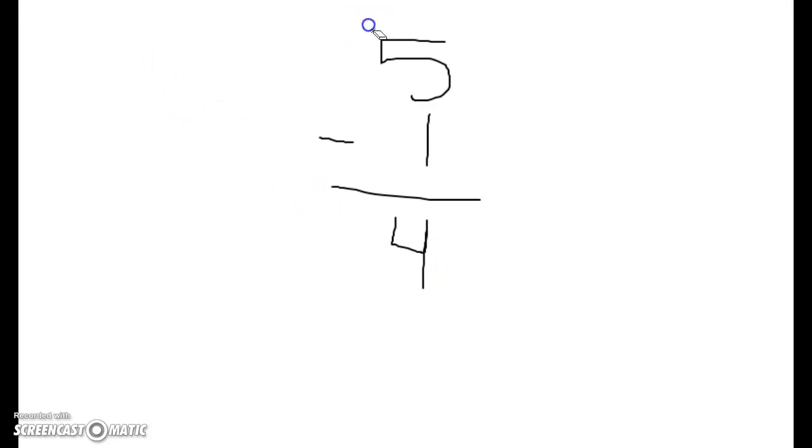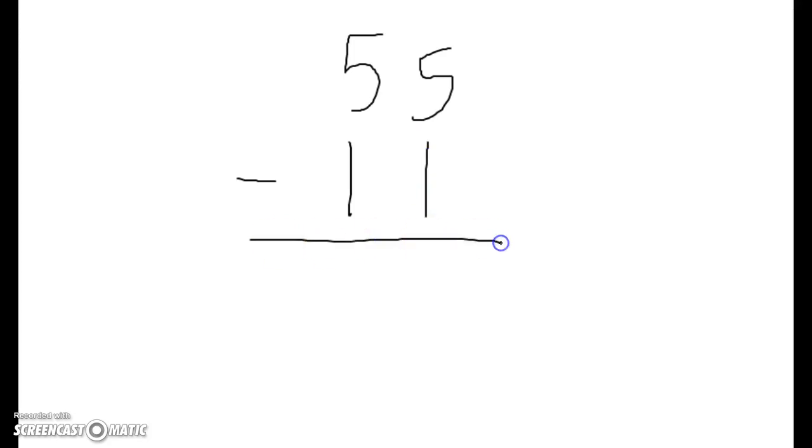Let's look at something a little bit harder. As they get older, we're going to start using bigger numbers, things that we may not have enough blocks to count for. So let's say 55 minus 11. Now, just like addition, traditionally, they're going to split this up into columns and have you do each column separately. 5 minus 1 is 4. We know that. 5 minus 1 is 4.